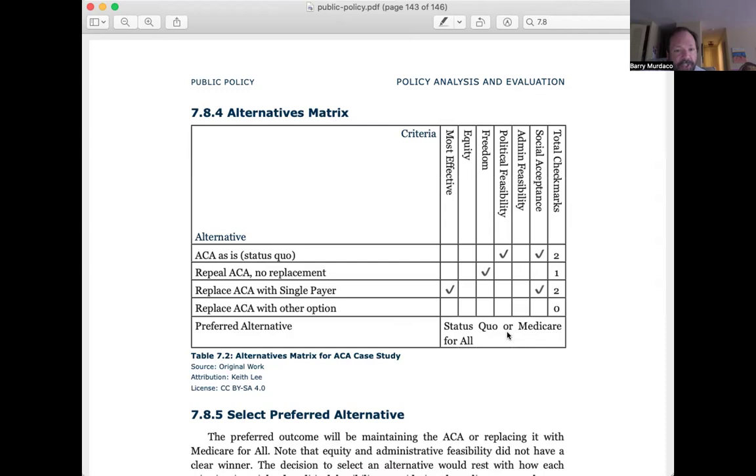They don't give a check mark to single payer for freedom. And I think that's a bit strange, right? Because what do they mean by freedom? Well, you don't have a choice in your health insurance provider. Well, okay, but what kind of freedom do you get in exchange for that? And I would argue you get a lot more freedom, right?